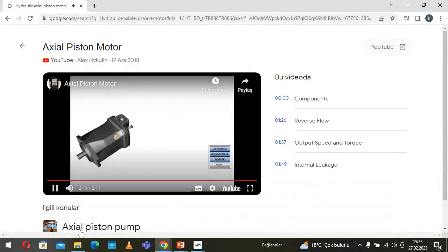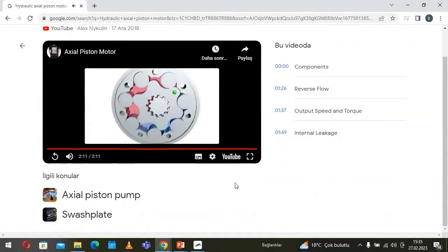Okay, so maybe the vane motor. You see now the hydraulic axial motor here.